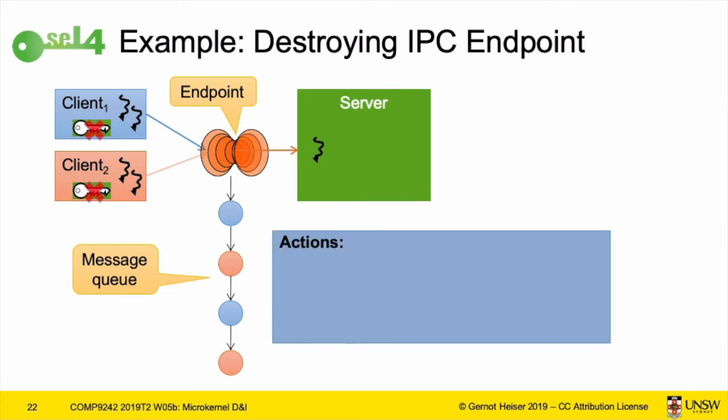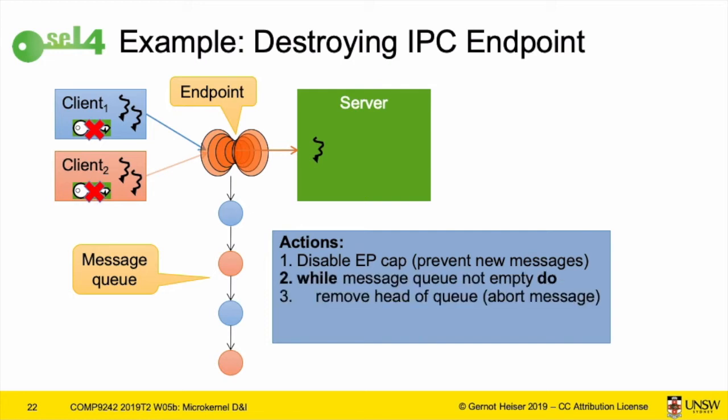And of course, in order to avoid this queue growing in the meantime, we need to disable the endpoint capability in the first thing, right? That's the first thing we do, disable the endpoint capability. It becomes what's called a zombie capability, meaning it's still there, but it can't be used for an IPC operation anymore, so that ensures that the queue can no longer grow. And then we start cleaning up.